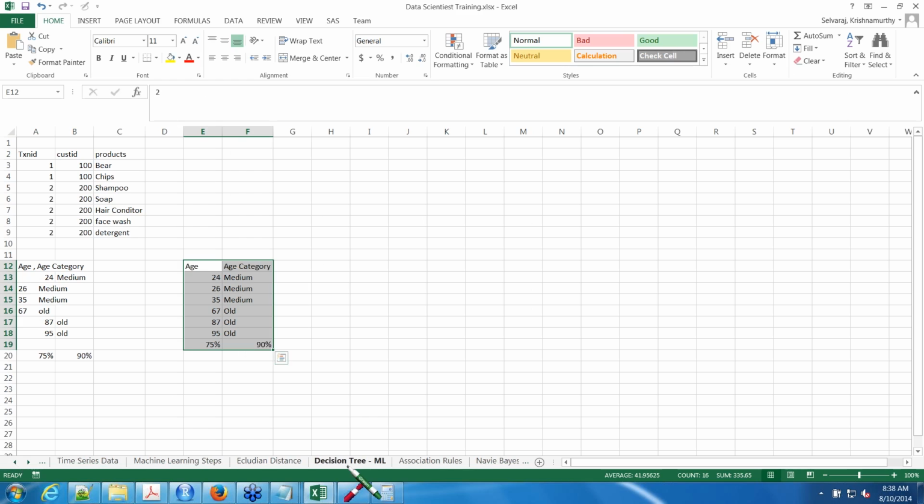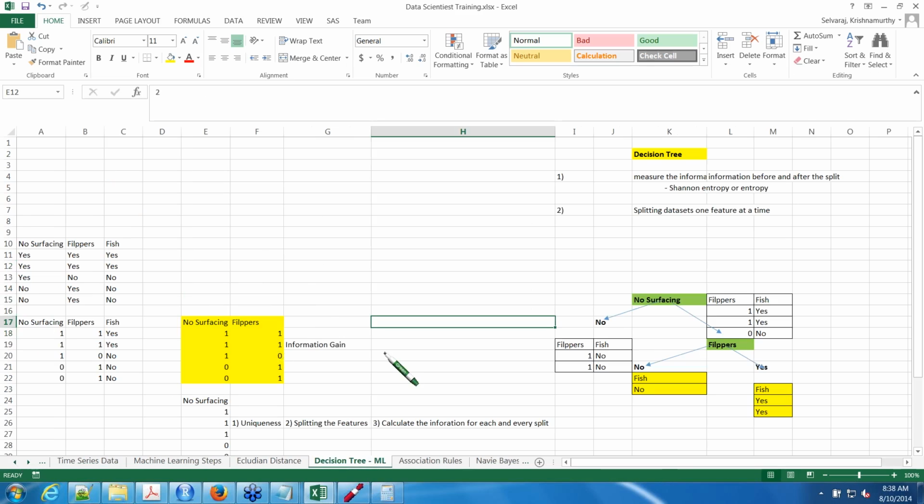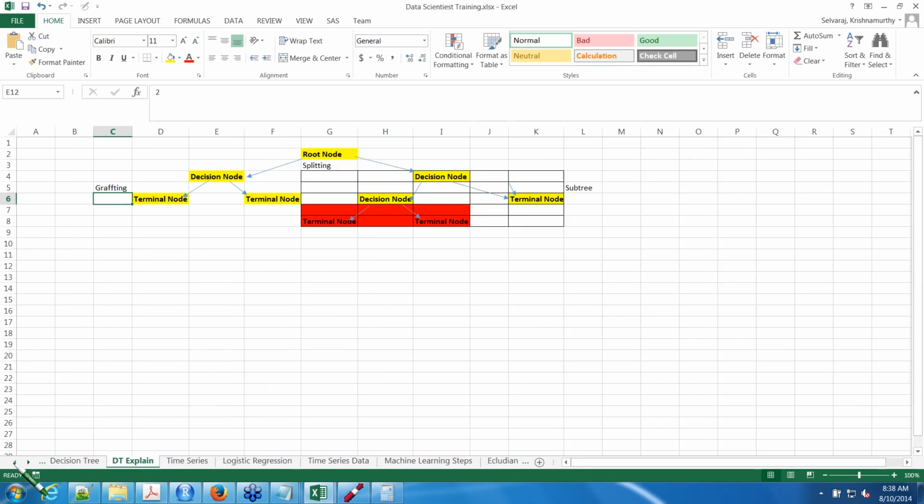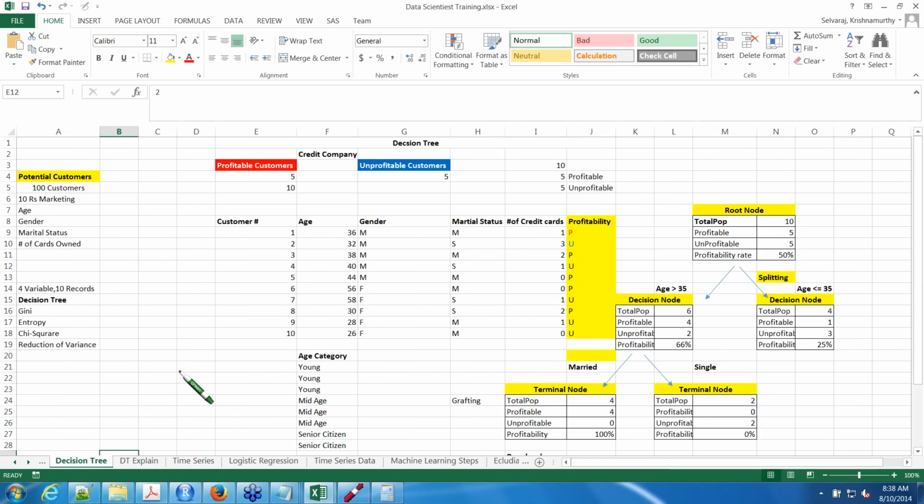So here there is an example which is given. Okay, so we'll follow a different example, so it will be easy to understand. As I have already said, it's a decision tree, a tree kind of a structure which helps to make a decision.